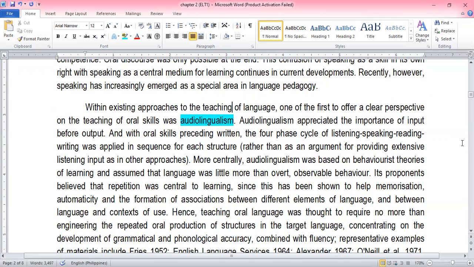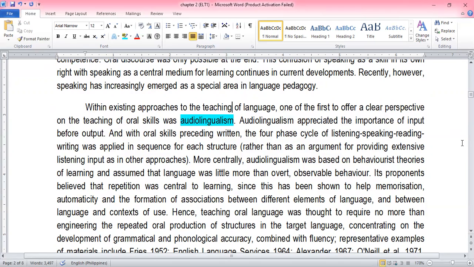So sa audiolingualism. Now, audiolingualism appreciated the importance of input before output. Kasi if you have read in Module 4, ang concern ng audiolingualism is that a teacher lets a student listen to recordings of a native speaker in English ba, sa klase ninyo, sa English. Ang ginagawa niyo is pumunta kayo ng AVR, pinaparinig mo sa mga estudyante mo yung conversation ng Native Americans. Tapos, doon nila i-observe yung grammar rules or yung pronunciation sa mga napapakinggan nila. And then they try to imitate that through drills. Ganyan. So, with this oral skill proceeding written, the 4 cycles of listening, speaking, reading, writing was applied in sequence for each structure.